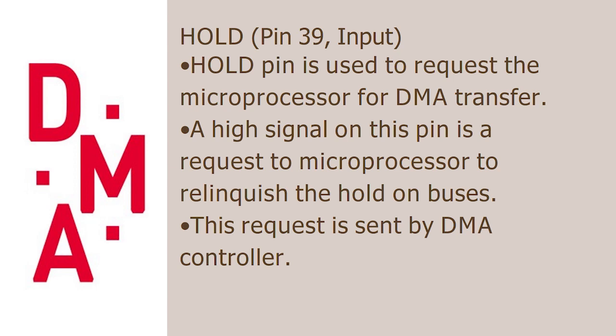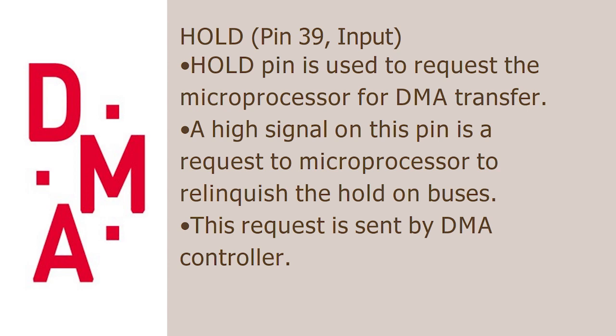So at pin number 39, when the signal is high, it is called a request to the microprocessor. On receiving this signal, the microprocessor will relinquish its hold on all the buses. It will release the control of the address bus and data bus and give the control to the DMA. So the DMA can take charge and start transferring the data between memory and input-output devices.